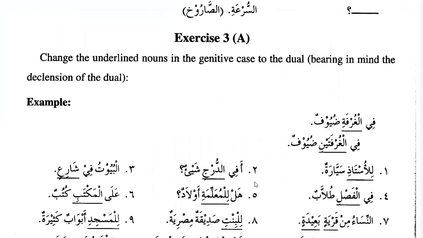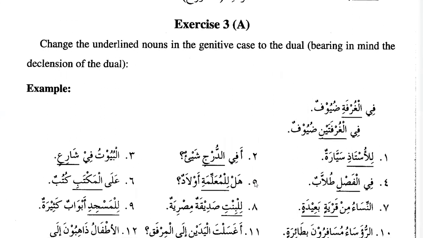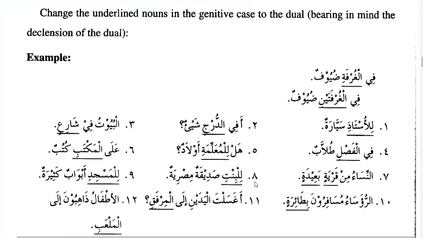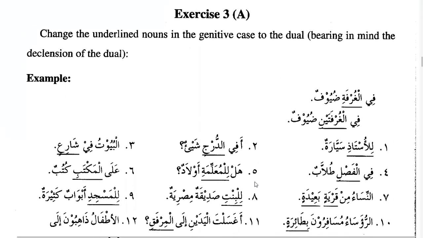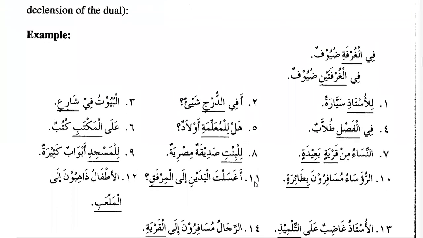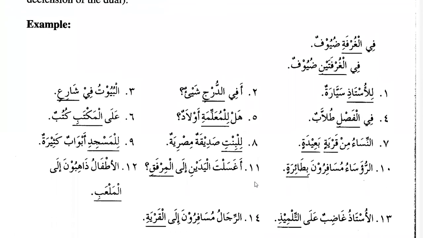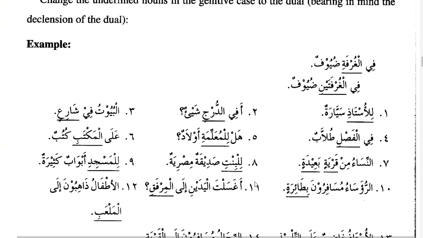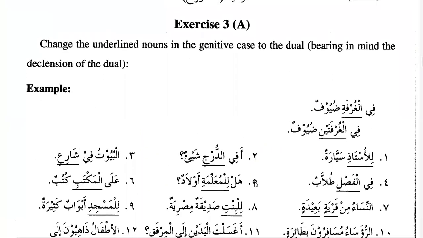Change the non-underlined word in the genitive case to the dual. So here you see that all these isms will be majrur because of the harf jar, but all of them are mufrad, which means all of them are singular. You need to make them dual, musanna.